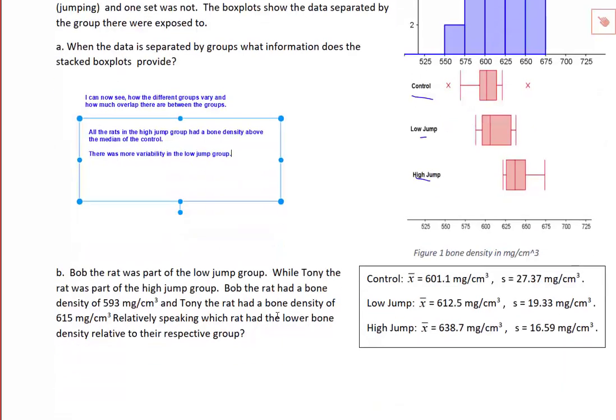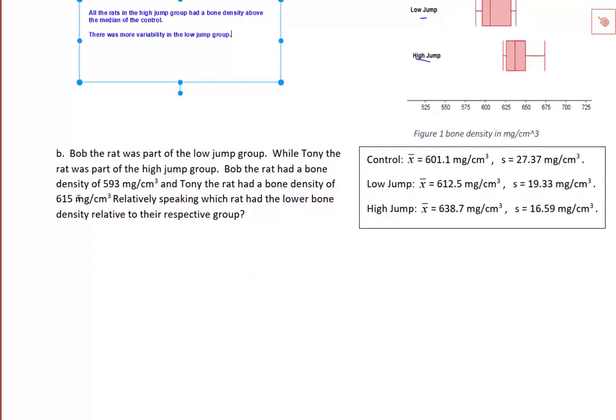All right. Now let's get to this part here. Bob the Rat was part of the low jump group. While Tony the Rat was part of the high jump group. So low jump and high jump. Bob the Rat had a bone density of 5.93. Tony the Rat had a bone density of 6.5.